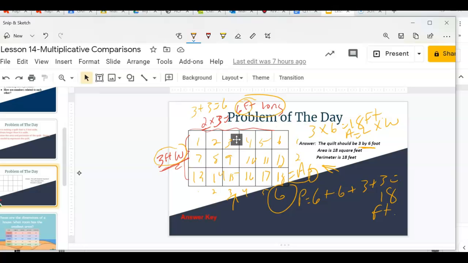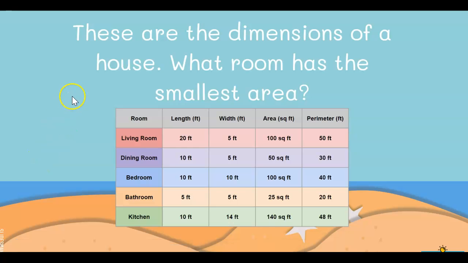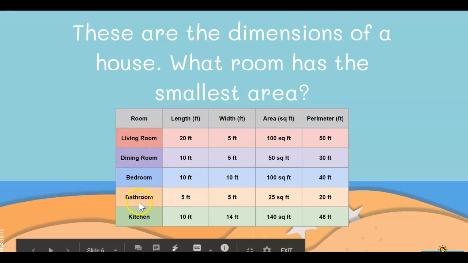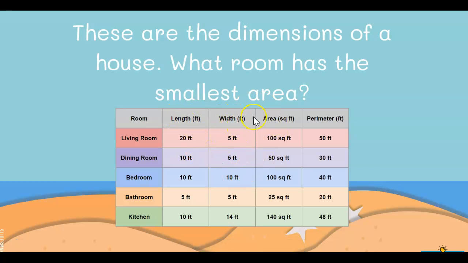Okay. So when we move on to our next slide, there are dimensions. These are the dimensions of a house. We got different parts of a house: the living room, dining room, bedroom, bathroom, and the kitchen. And here are all the dimensions of it: how long it is, the length, how wide it is, the area, that's the inside of it, and the perimeter, the outside part of each particular room. What room has the smallest area? So which of these rooms have the smallest area? We're going to pause for a second. I want you to see if you can locate the room with the smallest area.